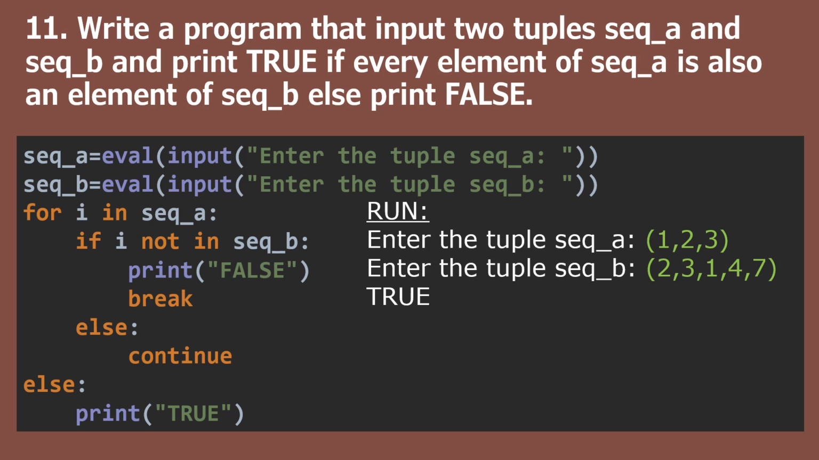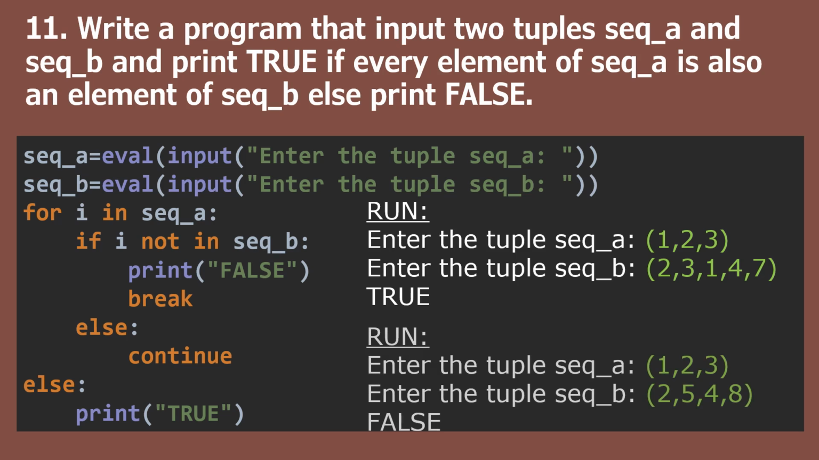Check for the next value, that is 2. So 2 is again present in sequence B, so it will again continue. We check for 3. 3 is also present in sequence B. Again it will come out of the for loop. Then after that we'll print True. This last else is with respect to the for loop.